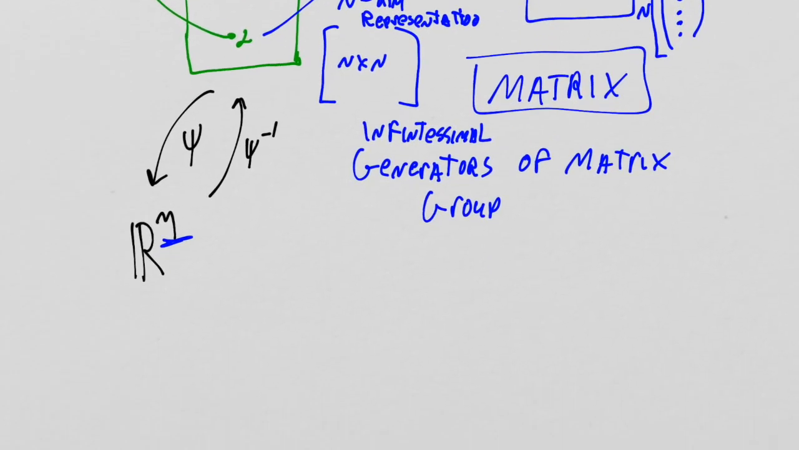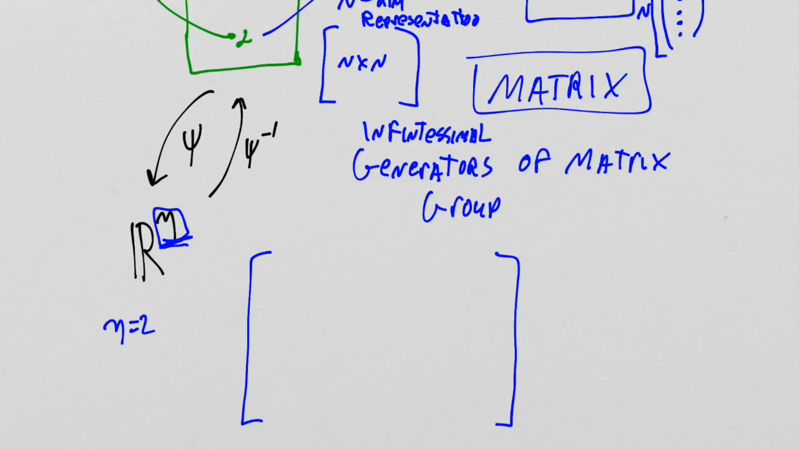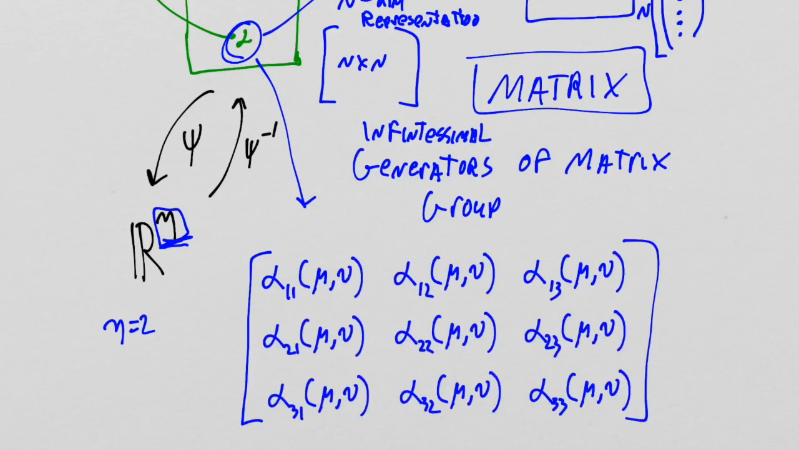So that basically means that if I'm dealing with, say, a three-dimensional representation, well, I have eta parameters. Let's say eta equals 2. That means every element, say alpha, can be drawn like this. So each member of the group can be drawn like this, right? Each element, the 1,1 element, is a function of 2 parameters, mu and nu. The 1,2 element is a function of 2 parameters, mu and nu. So despite the fact that there are 9 independent matrix elements here, there are only 2 parameters.